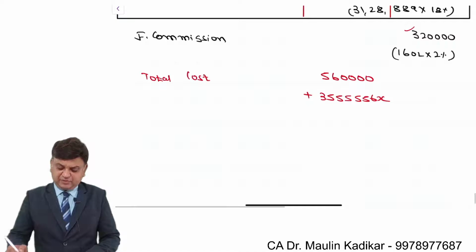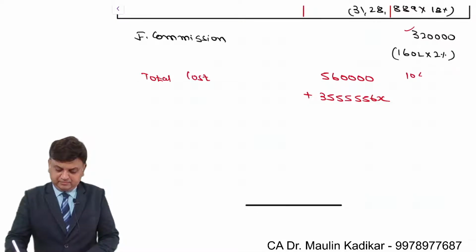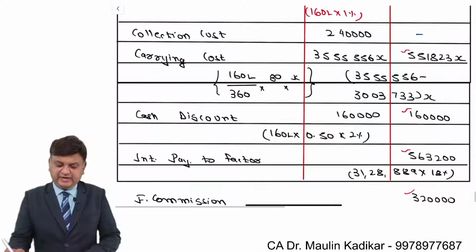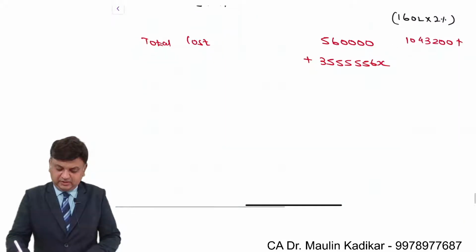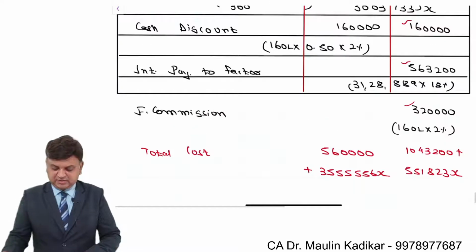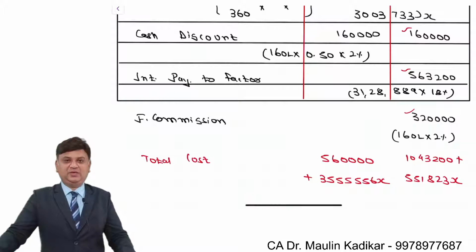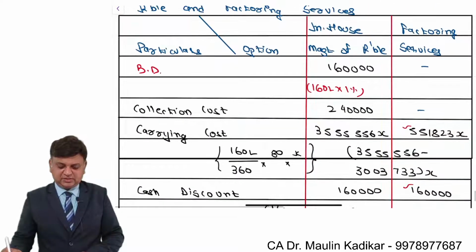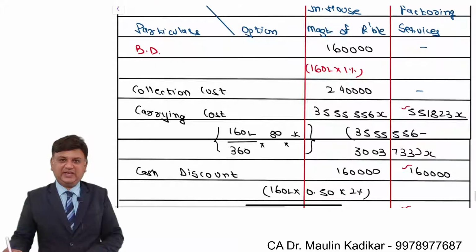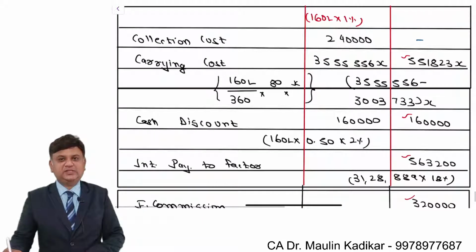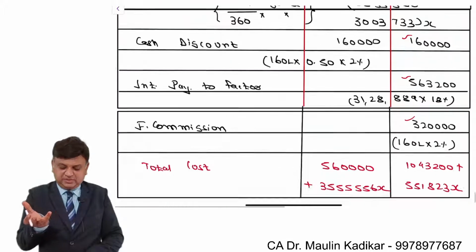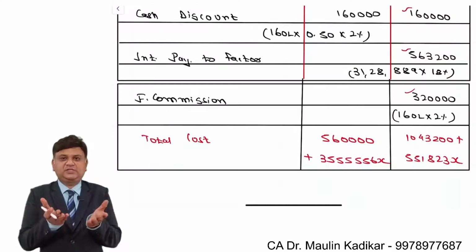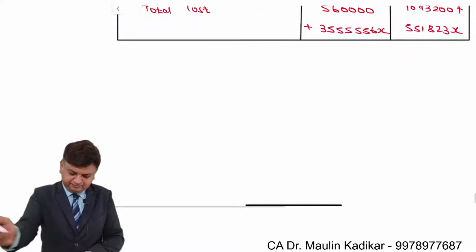So it is 10,43,200 plus 5,51,823 into x. That is the way we are required to keep the equation. Now after this, we are required to compute the x, in which we understand that the in-house management of the receivable and factoring services, we are required to form the equation.